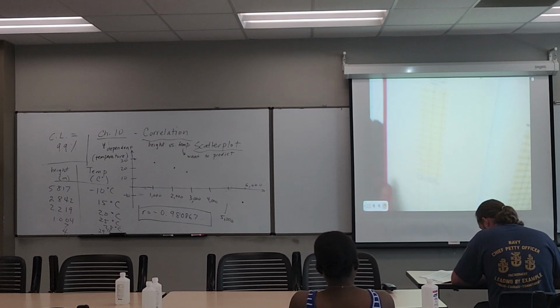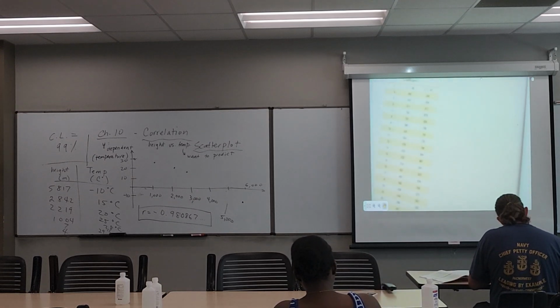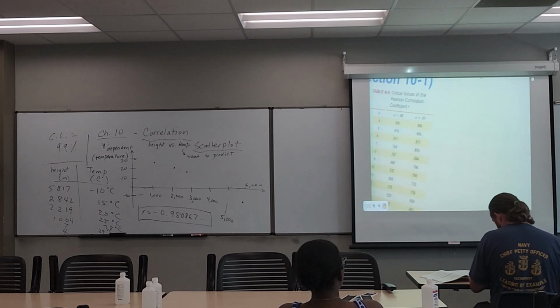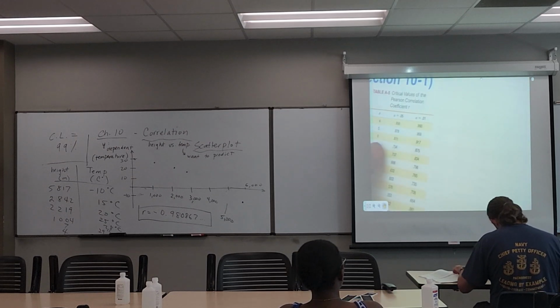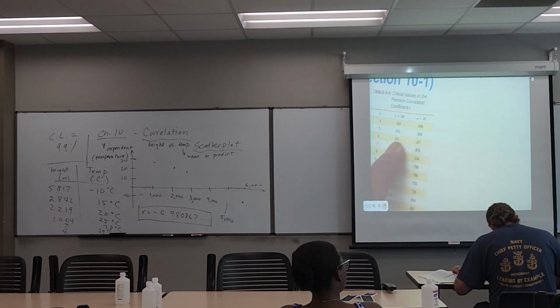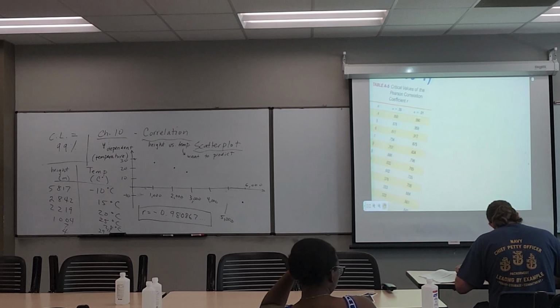Okay, so note this table for N is 6. For alpha is 0.01, we have 0.917, and if alpha was less confidence, 0.05, then we have 0.811. So let's make a note of those and let's talk about it.